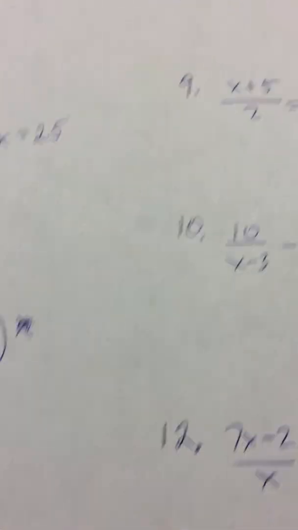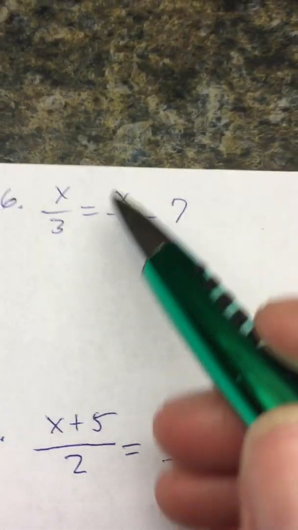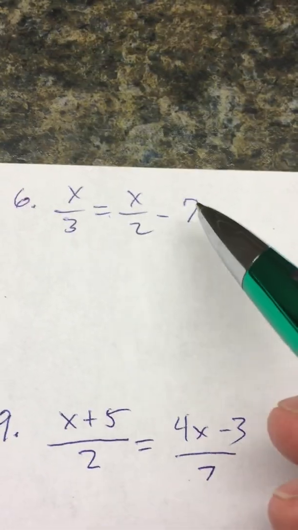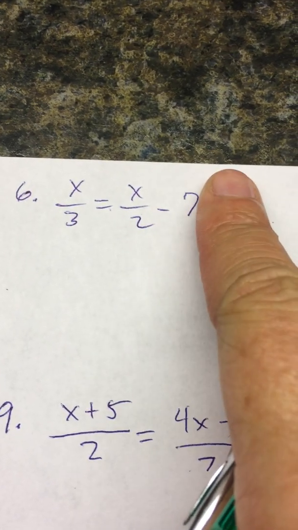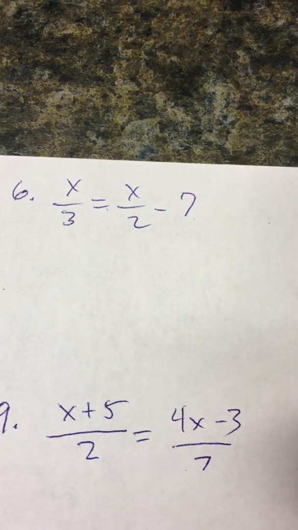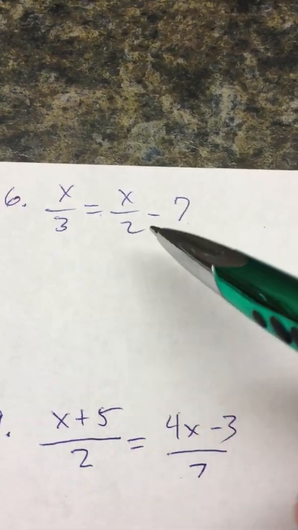All right, number 6 up here. So 6 is, again, a fraction equal to a fraction, but it's got an extra piece over here. So I can't treat it like a proportion, right? Because I've got this extra piece over here. So the easiest thing to do on this is to literally clear the bottom denominators out of here.